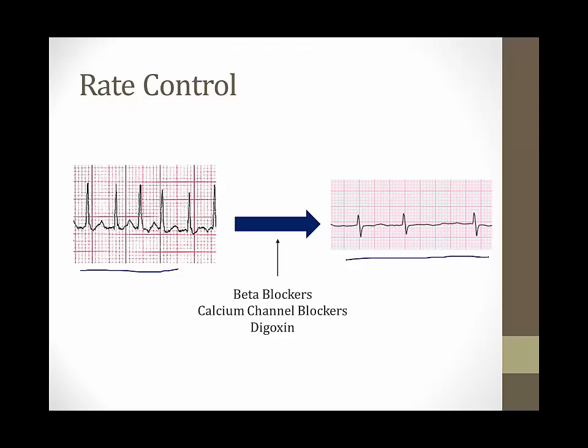When you do this, this often makes patients feel much better. What makes patients feel sick and have palpitations and dyspnea and shortness of breath is often the tachycardic heart rate. If you simply slow the heart rate down but let the patient remain in atrial fibrillation, they often feel much, much better.